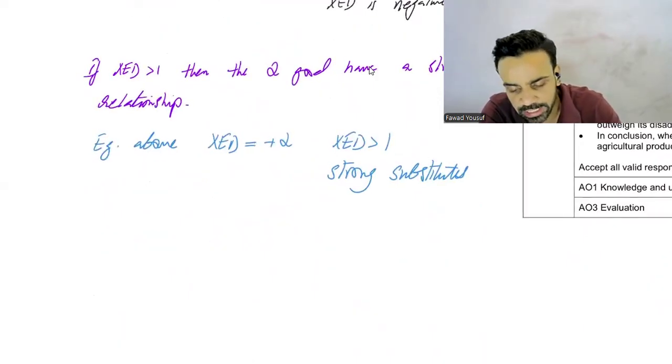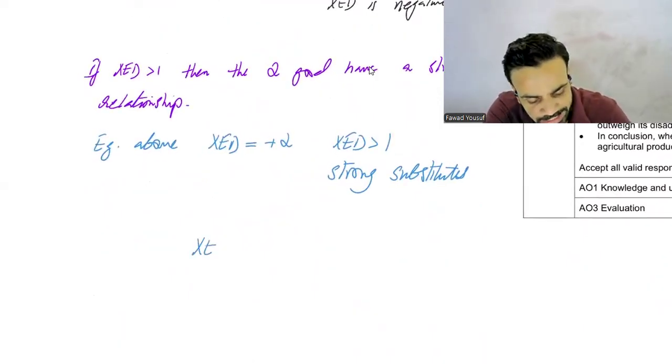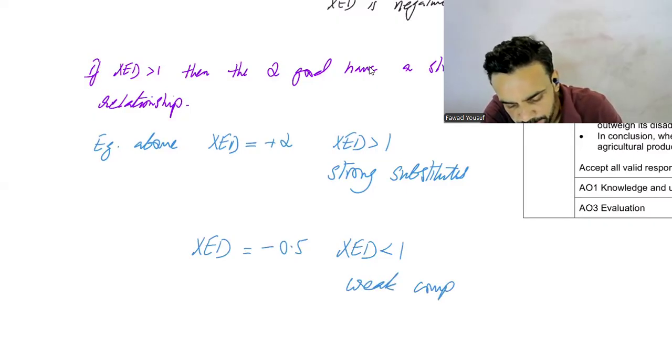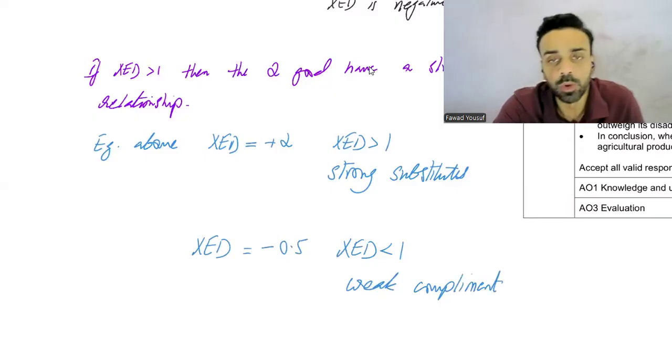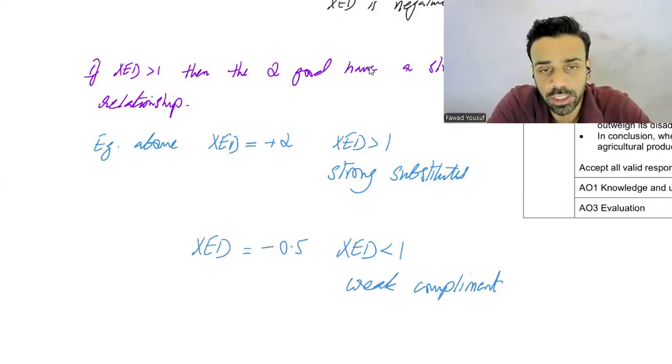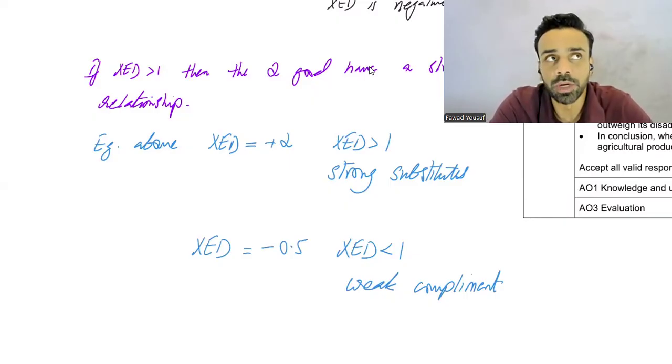Okay? In the second case, if you see XED's value is negative 0.5, since XED's value is less than 1, they are weak complements. So if the value is greater than 1, they're supposed to have a very strong relationship. One's price will have a very large impact on the demand for the other. And in the case of the complements, it's going to be a weak complement because a 10% change in the price of petrol leads to only a 5% decrease in the demand for cars.